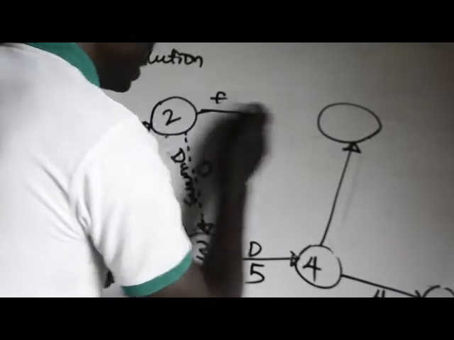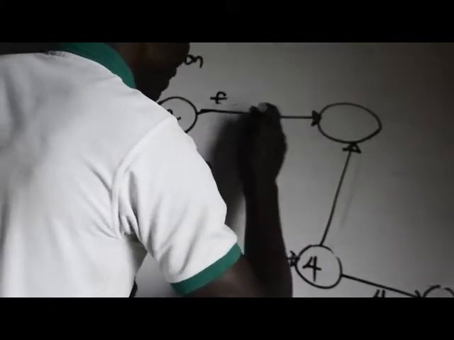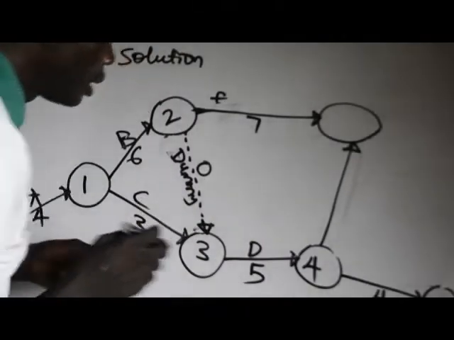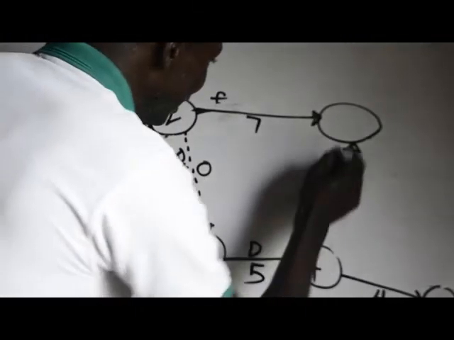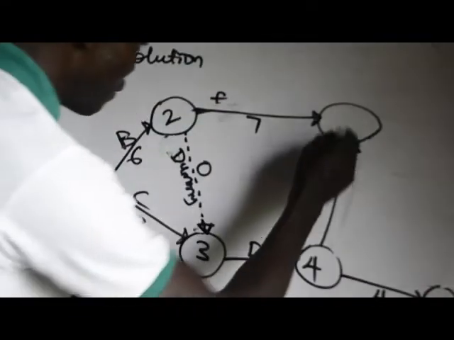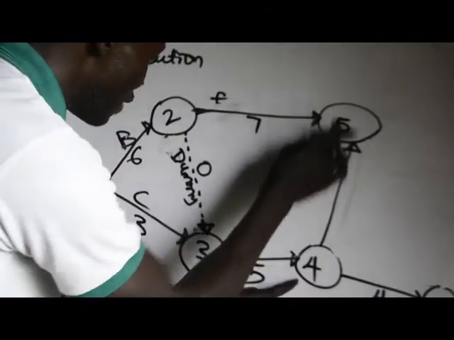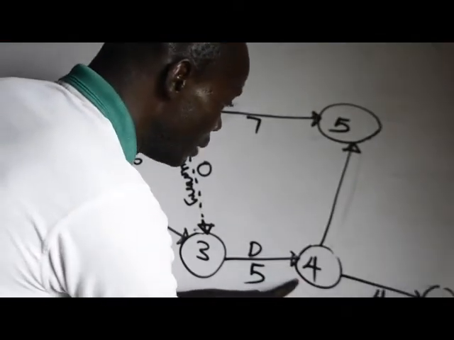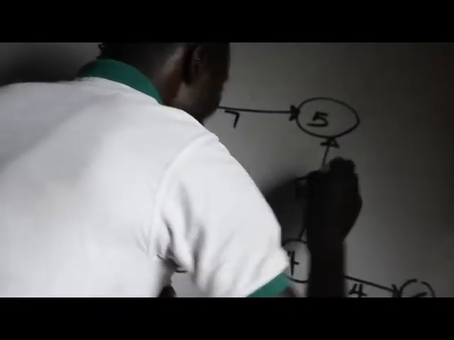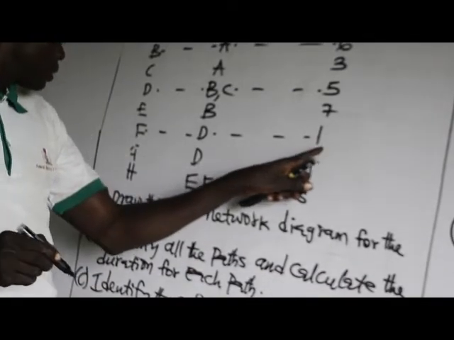So this is E, and the duration of activity E is 7 weeks. So now, better still, this will be number 5. If this is number 5 now, that means this cannot be 5, this will be 6. Now, this is activity E and this is activity F. The duration of activity F is 1 week, and that of E is 7 weeks.